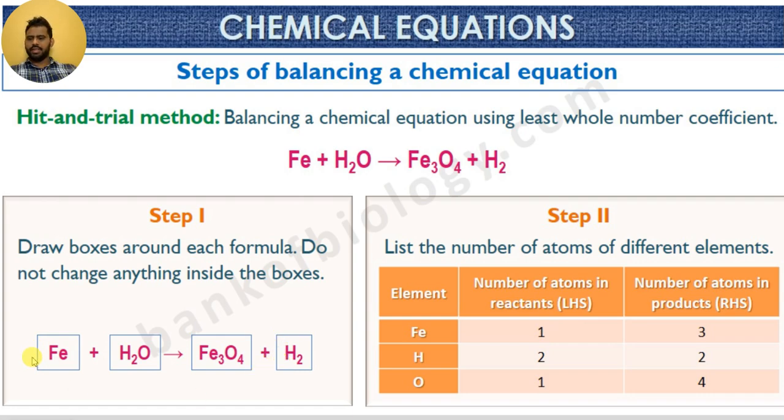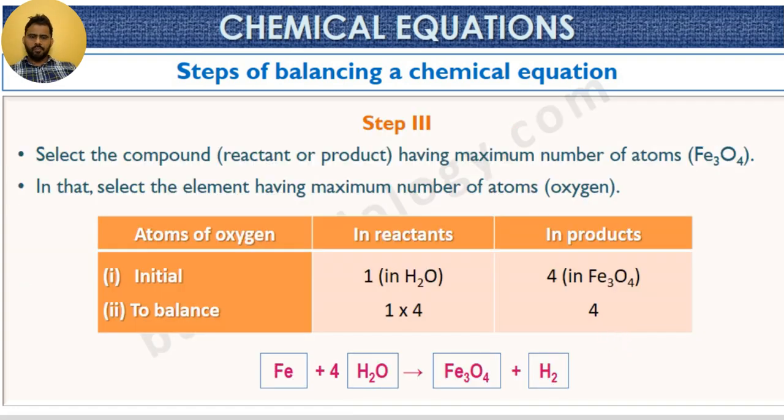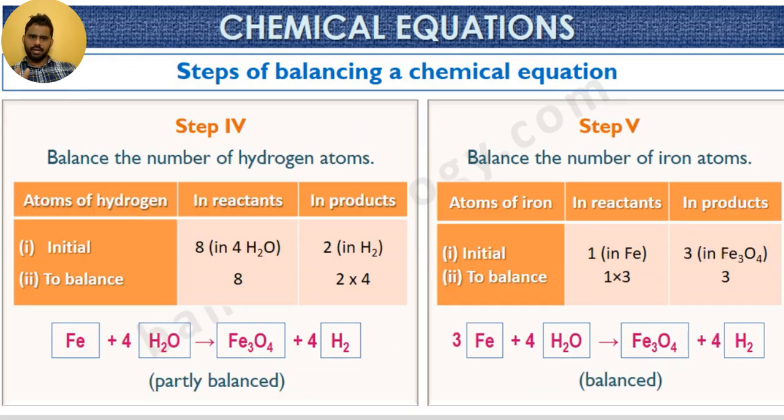The answer is 3Fe plus 4H2O gives Fe3O4 plus 4H2. That is the balanced chemical equation. I hope my explanation has been understood properly. As you can see, the same thing is explained by these decks. Partly balanced, they take each element and balance, and this will be the final answer as I had explained.